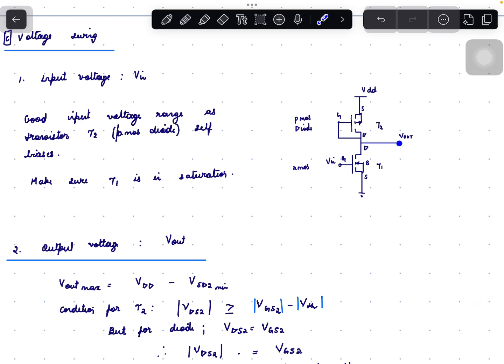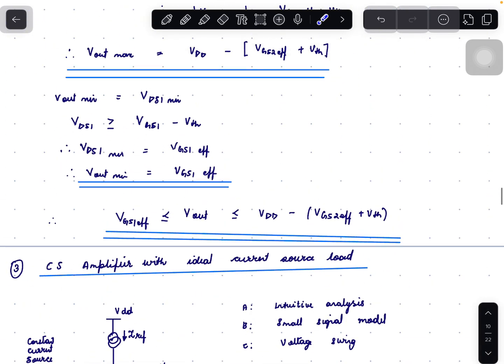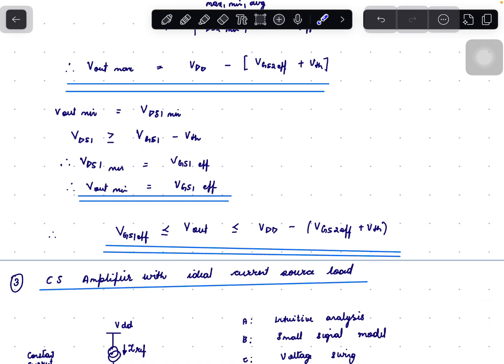The minimum value that Vout can take is not 0, because the transistor T1 has to be in saturation. So VDS should be greater than or equal to VGS minus VTH. This term, VDS1 minimum, will be equal to VGS1 effective.